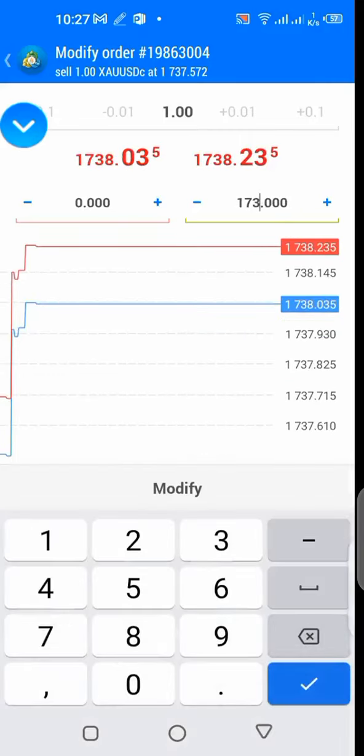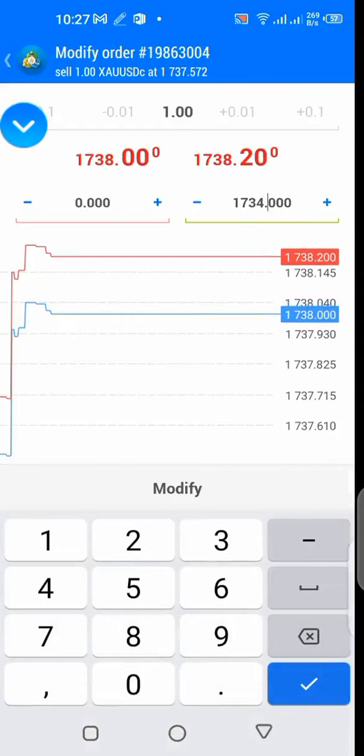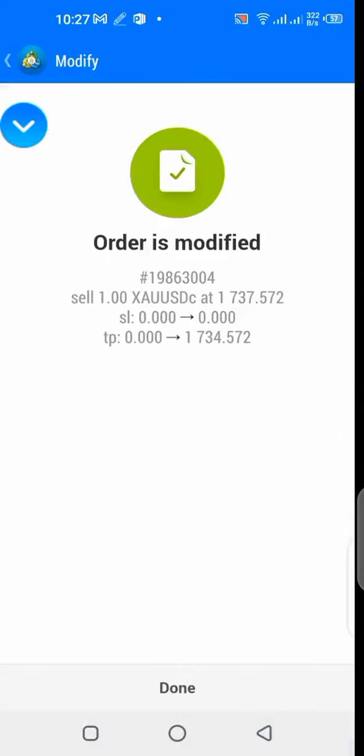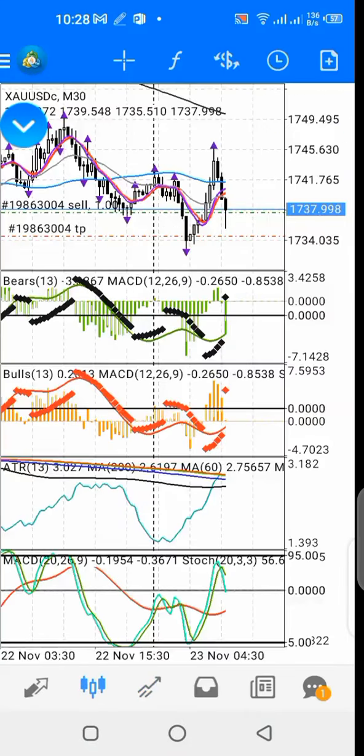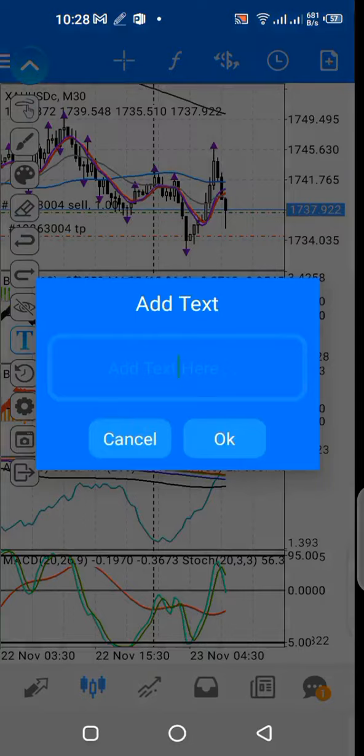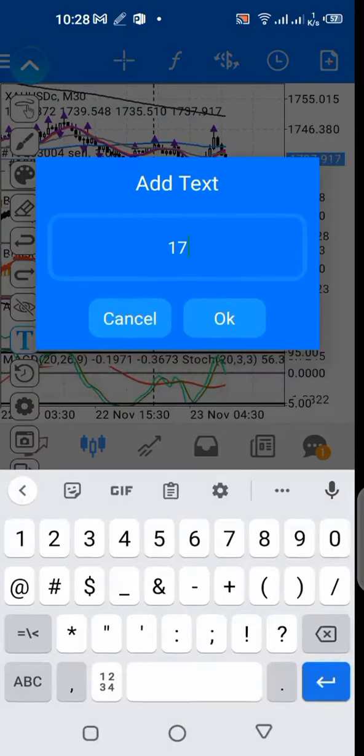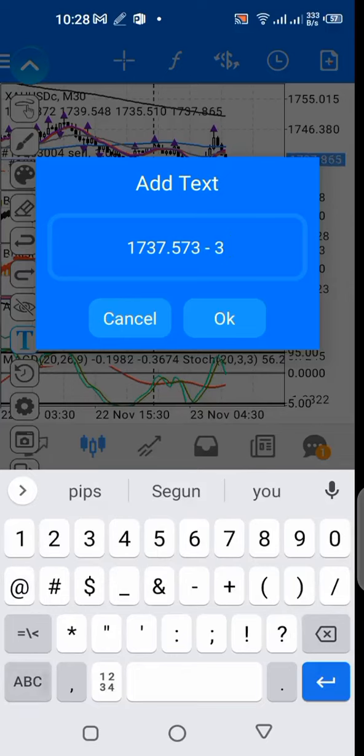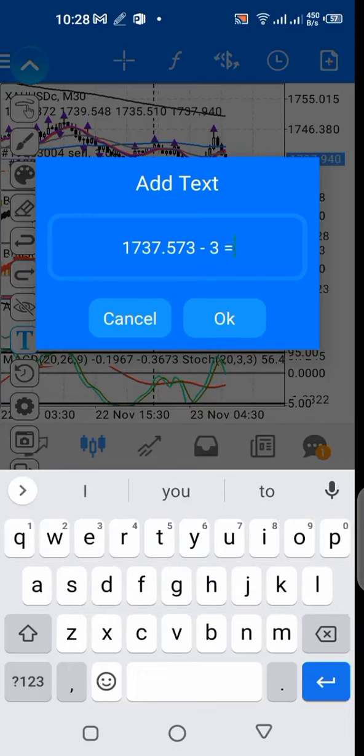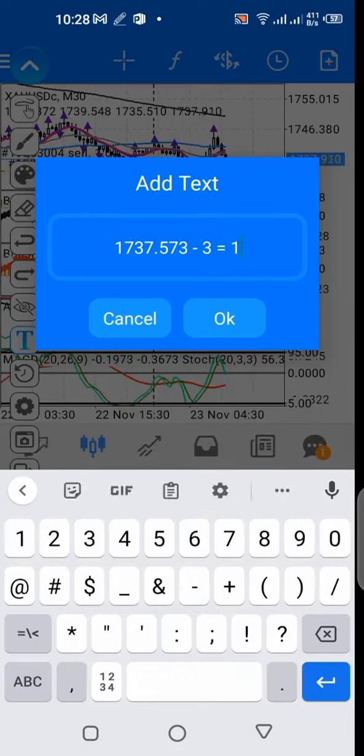Now, I'm just going to adjust the take profit for my running sell trade. That is 30 pips. So my running sell trade is 1737.573. I'm just gonna subtract 3 from it to have 1734.573 as my take profit. The 3 represents the 30 pips.